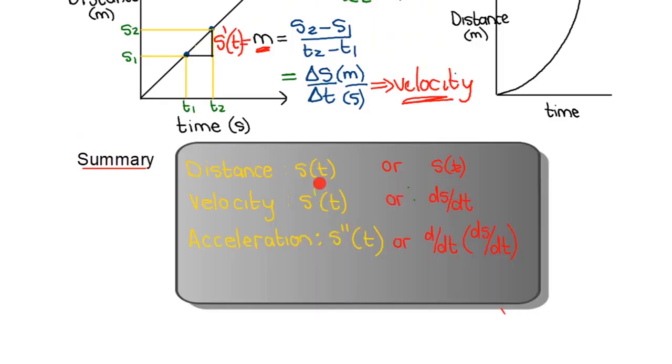So let's summarize this. If a distance formula is given, the distance formula differentiated will give me velocity. And if I take the velocity formula and differentiate it, I'll end up having acceleration. So velocity differentiated gives me acceleration. In other words, acceleration is the second derivative of the distance formula. And we are going to use this to answer some questions. Let's look at a few examples.